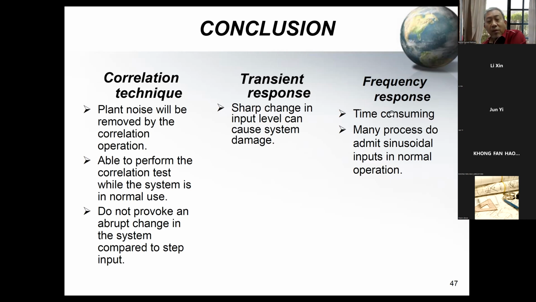Frequency response is time consuming. Many processes do admit sinusoidal inputs in the normal operations. We can apply some frequency response while the system is on because it does not disturb the operational process.